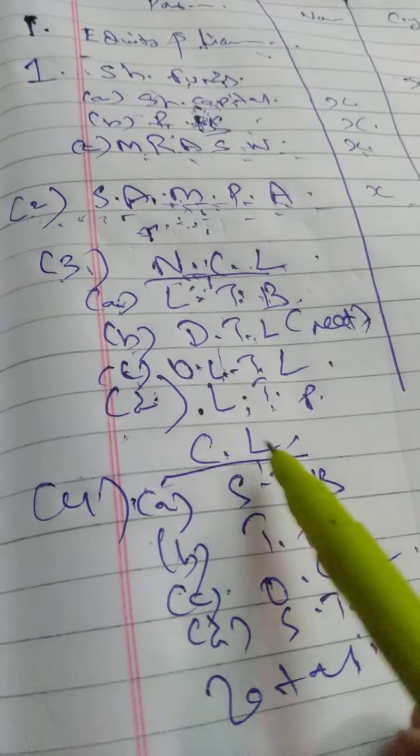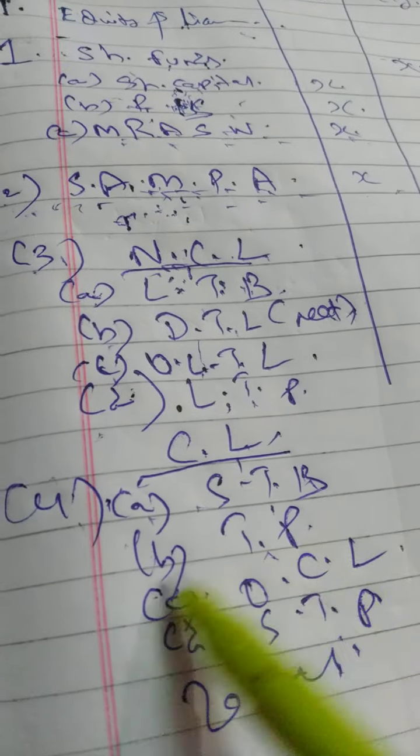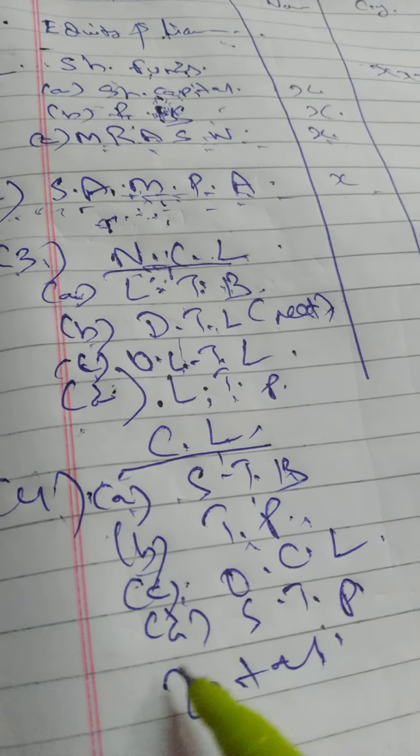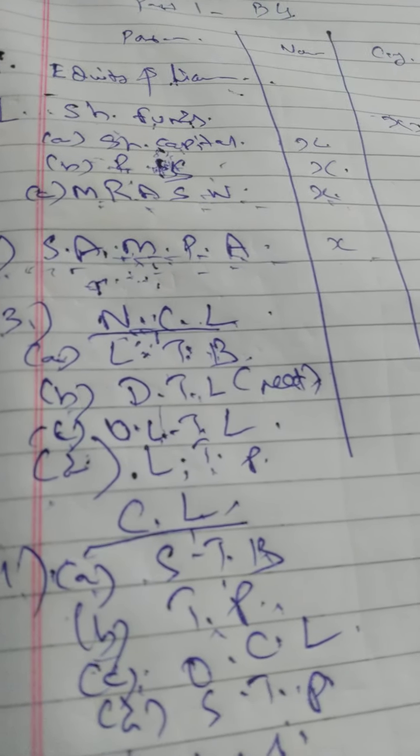And the next subheading is current liability. Under it you have point A, short-term borrowings, B, trade payable, C, other current liability, D, short-term provision. Then total of liabilities. Okay. Then come to the asset side.